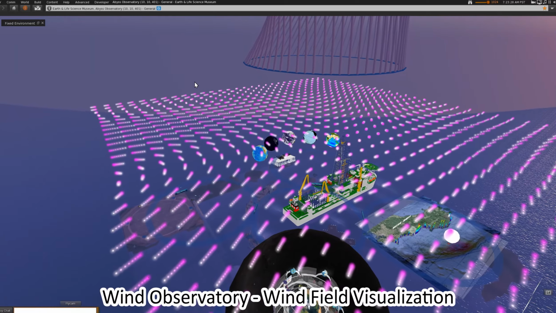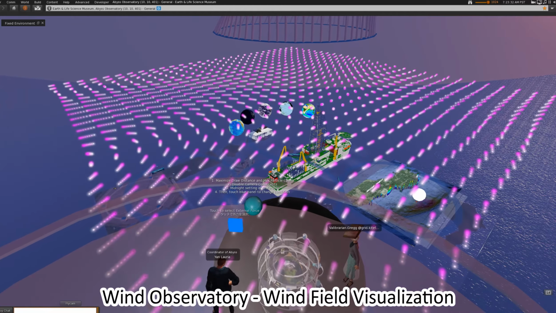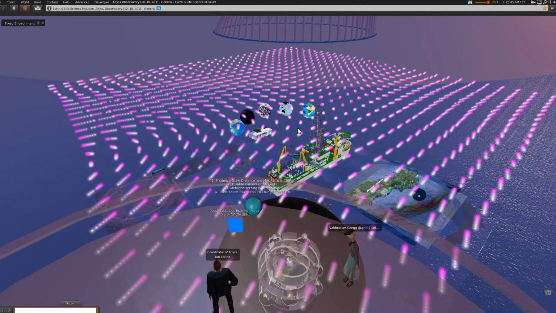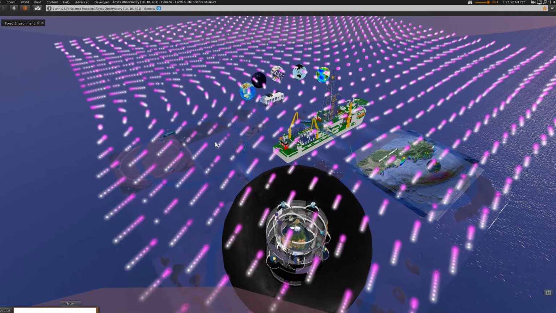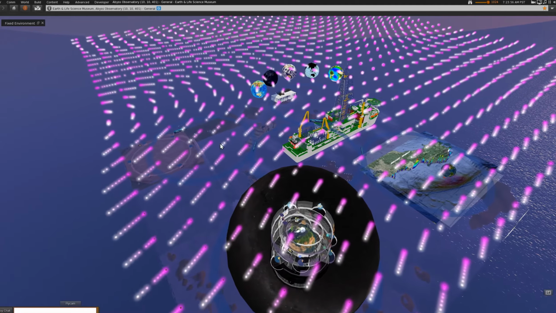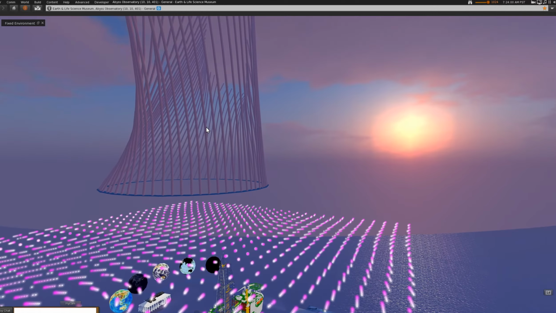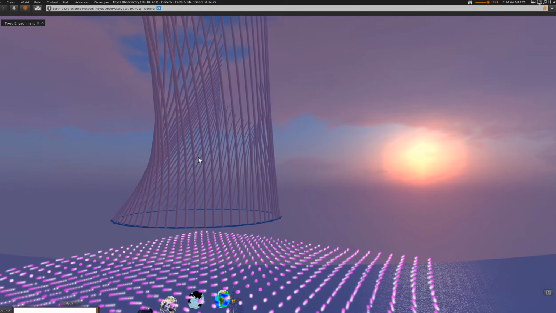So this is the wind field visualized by two methods. One is particles moving with the wind, and the other is very long, flexible strands.